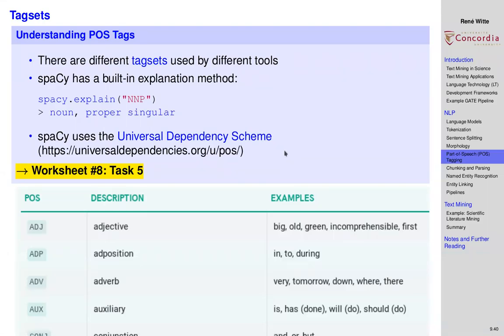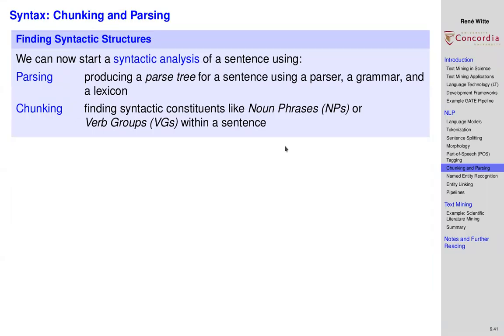Okay, now you've seen the part of speech tag. Let's look at the next step in processing. So now we can go towards a more syntactic analysis of a sentence. And the two main approaches you can apply here are either chunking or parsing. Parsing, you've probably seen or heard about. This is where you build a kind of parse tree, which tells you the grammatical structure of a sentence.